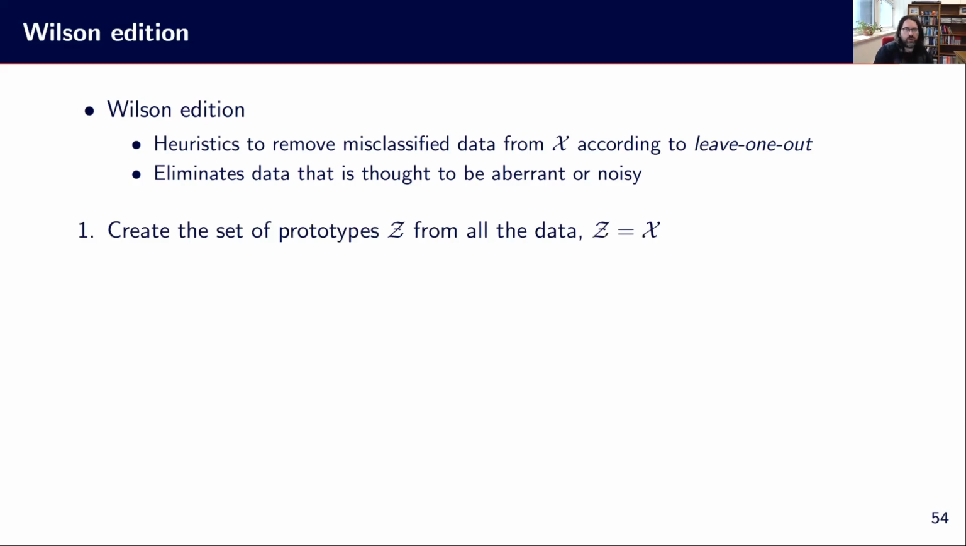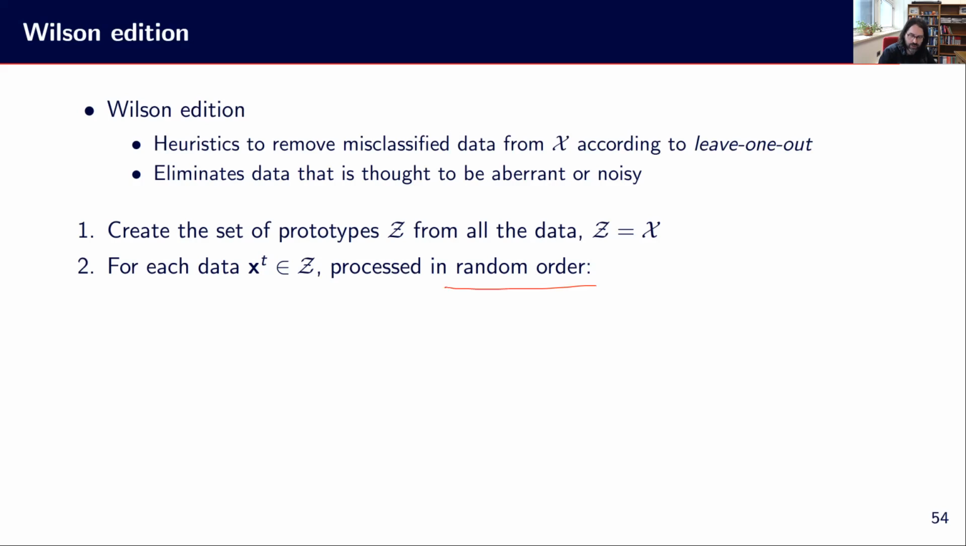Wilson editing proceeds by starting with the full X data set as the set of prototypes Z. And we are looping over this Z data set in random order. Again, we need to change the order, and this is random. This is important to randomize because otherwise the sequence may have a big influence on the outcome, and that outcome may be seriously disturbed by that.